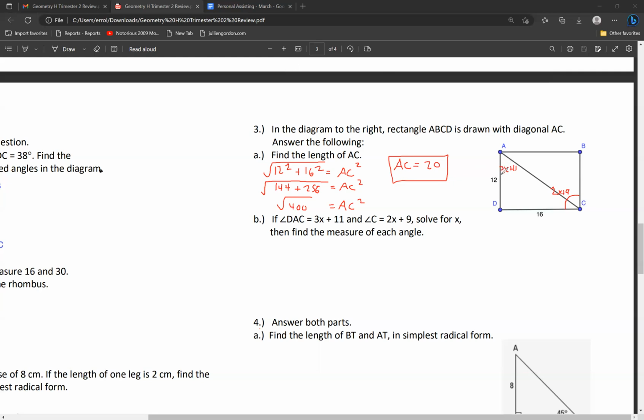EAC equals 90. 2x plus 9 equals 90. Okay, yep, that's right. So let's find that. 2x plus 9 equals 90. Okay, what's the next step?